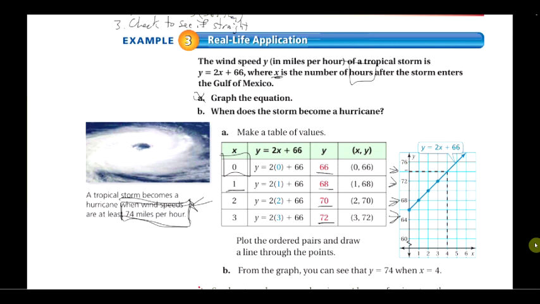Well, if we see here, this is 74 miles an hour. This is 74, and they went over till they hit the line, just like we do in science. And they hit the line right here. Now they ask, how many hours have passed when it reaches that? And it looks like, when 4 hours pass, we get a 74 mile an hour storm.